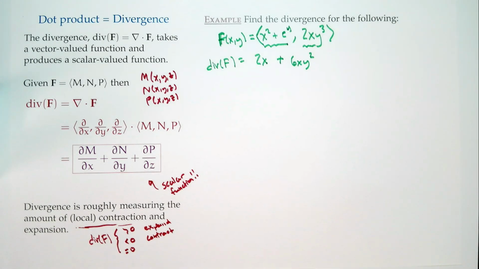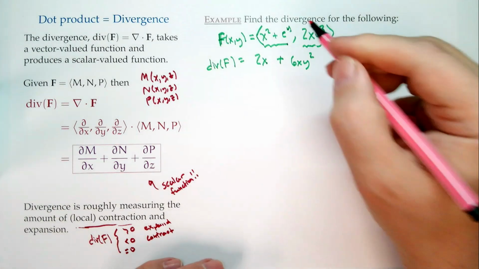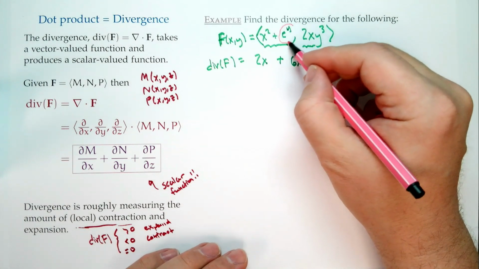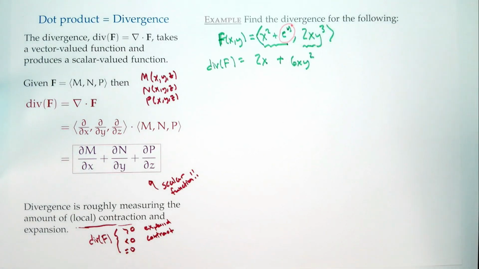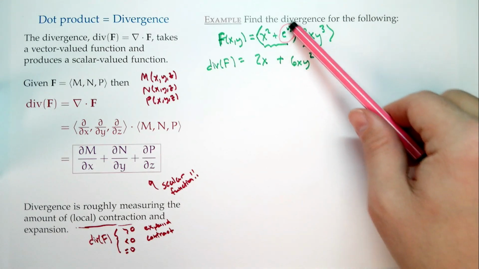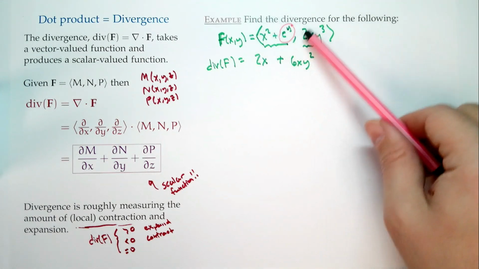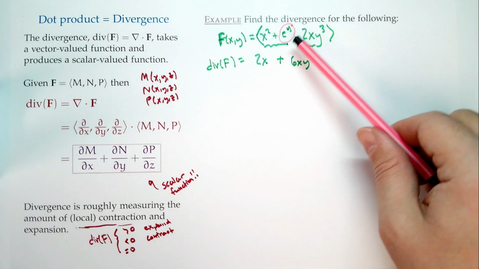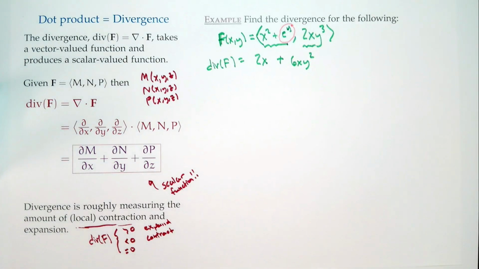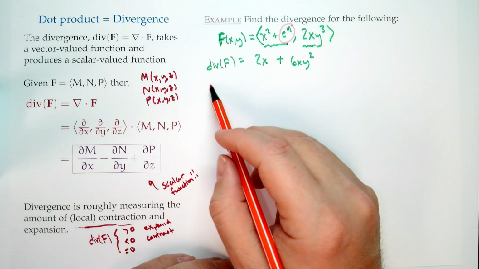Now, you might say for a second, hey, wait a second, you forgot something. What happened to this e to the y? Where did it go? And the answer is, it disappeared because in the first entry, we're taking the derivative with respect to x, and e to the y is a constant with respect to x. And now you're probably thinking, whoa, so can you come up with a crazy function with an easy divergence? And the answer is yes.